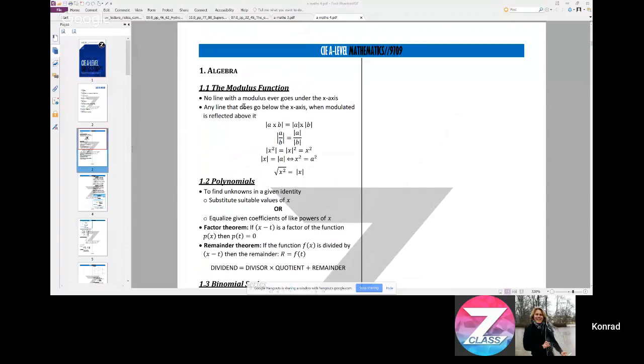Okay, so we have a few topics to go through. We're going through sort of algebra, then some functions, and then some differentiation and integration in the second hour, and we'll probably take a bit of a break in the middle. So, yeah.